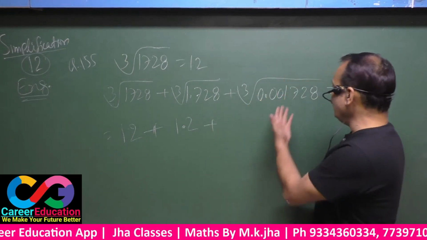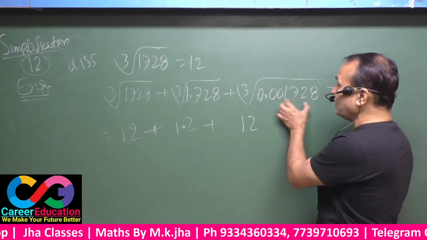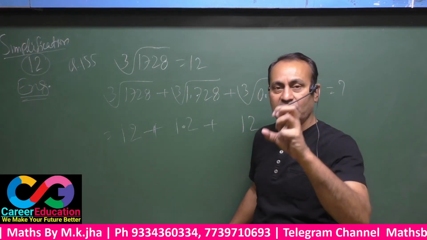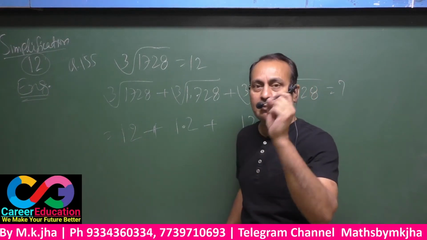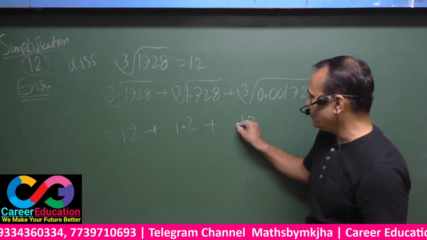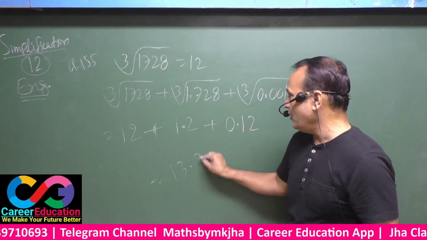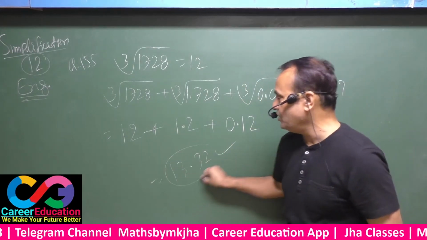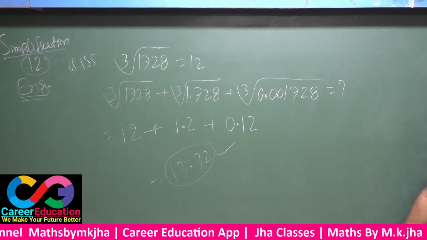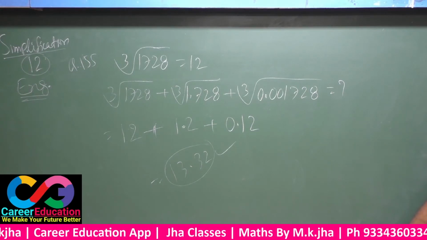Plus again 1728 cube root is 12, but see here, the decimal is after 6 digits, and the question is from cube root. 6 divided by 3, you get 2. That means the decimal must be put after 2 digits, so here must be a decimal. Now you have to add, this is 13.32. This must be the right answer for this question. Be noted.